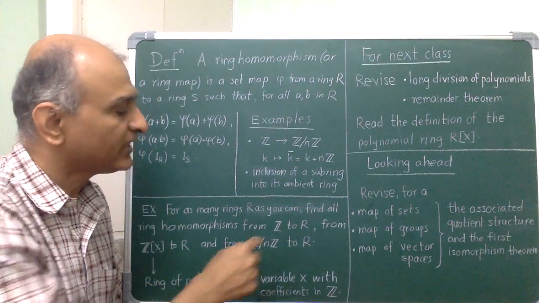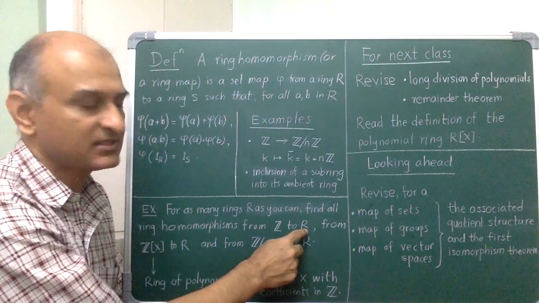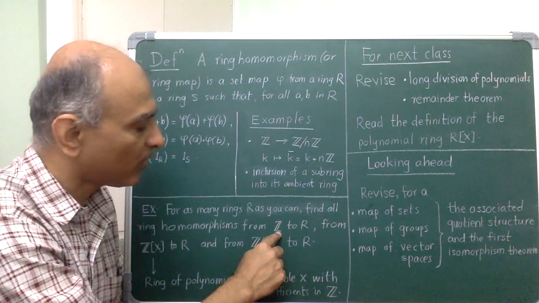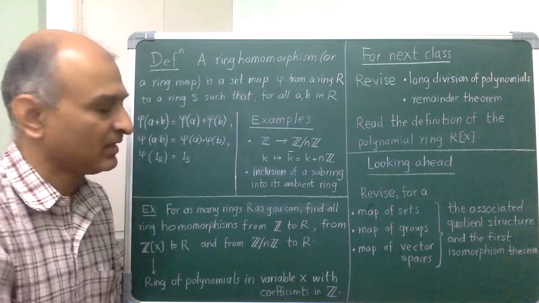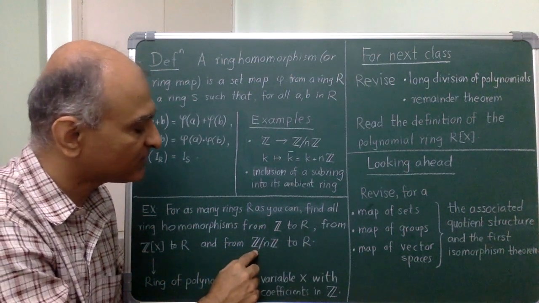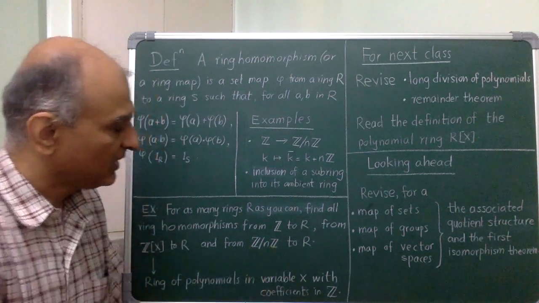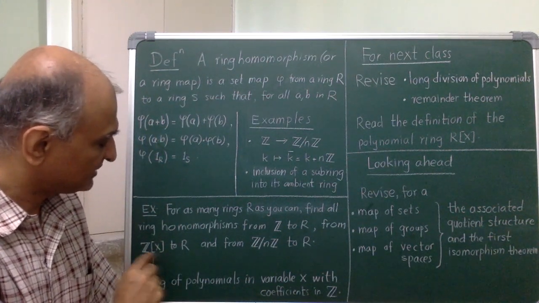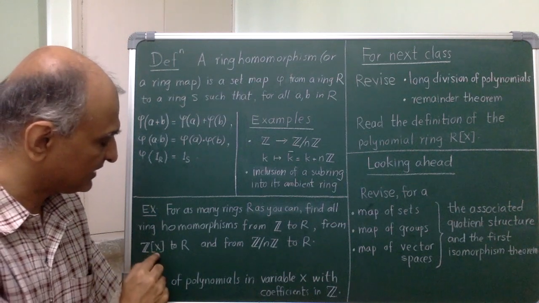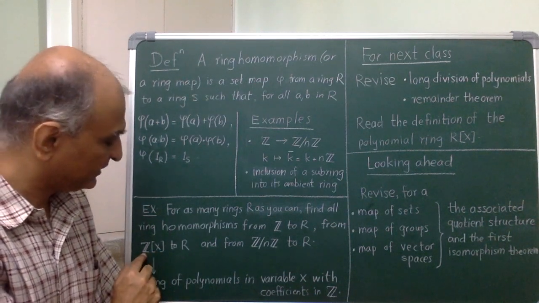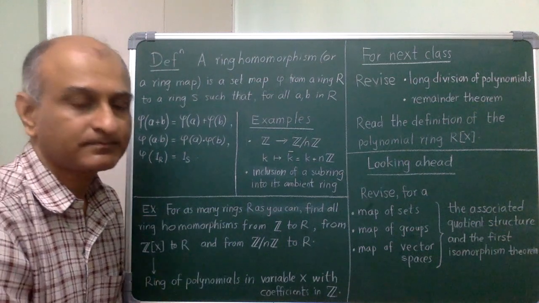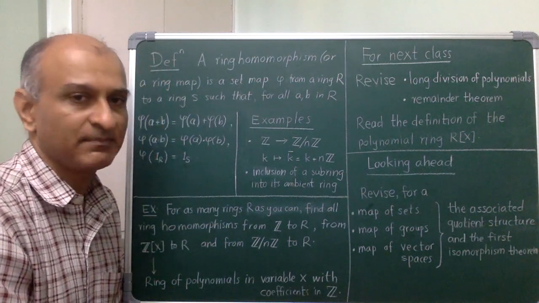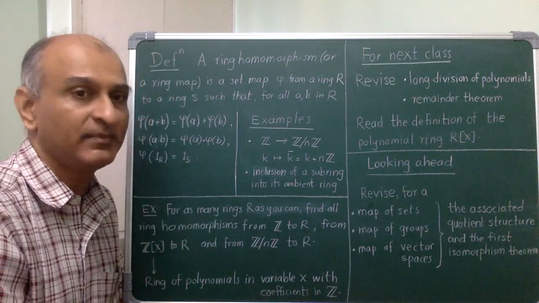I have asked you to take the list of your favorite rings, and for each one of them I am asking you to find all homomorphisms from Z to R, and similarly all homomorphisms from Z mod nZ, and also from this ring. By notation, this is the set of all polynomials in a single variable x with integer coefficients. Okay. So please do make sure to spend time thinking about all of these examples, because each one of them has something valuable to teach us.